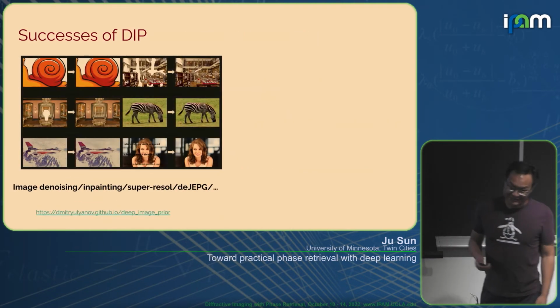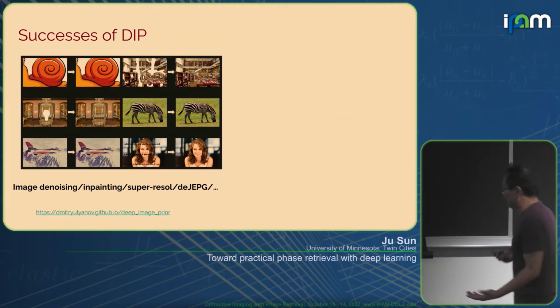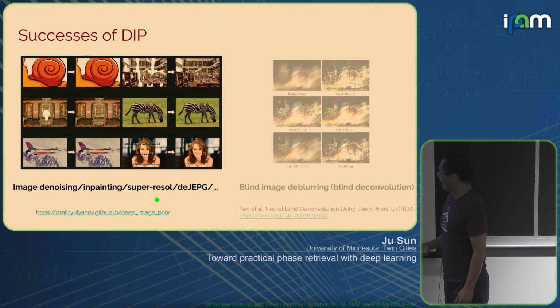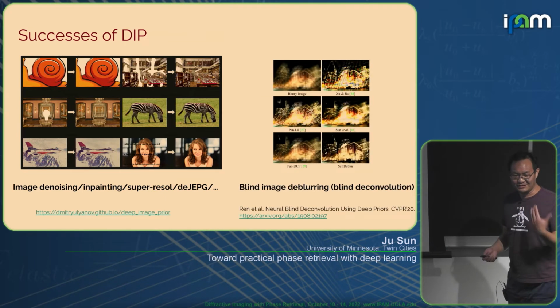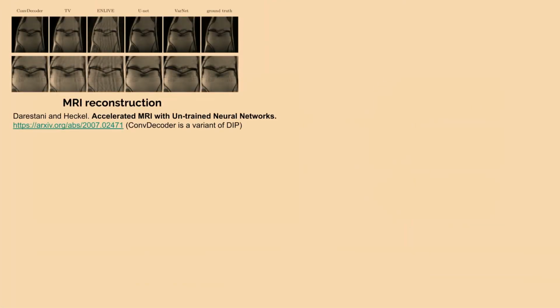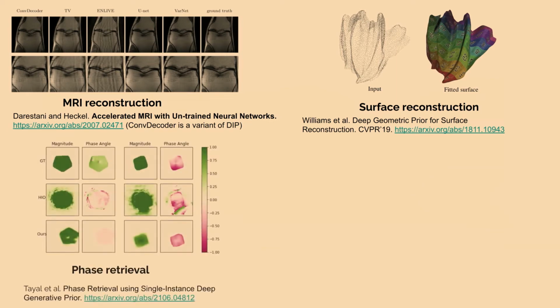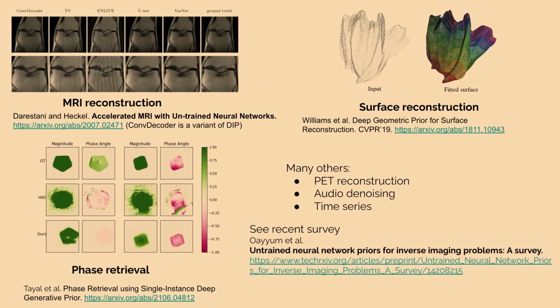And if you look around, there are a huge number of successes with DIP. The original paper does image denoising, inpainting, and other basic image processing. Later people extended this to deblurring, deconvolution, and other domains, such as MRI reconstruction. And this is right now very popular in 3D computer vision, where people try to reconstruct 3D objects. Also phase retrieval, which is something my group is doing. And many others, even beyond images. People have applied this to audio data, to time series data, and others.